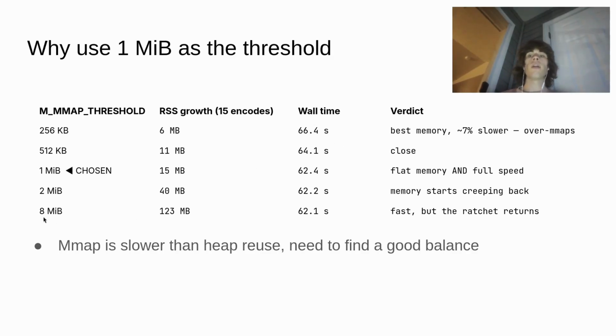And using something like 8 megabytes ends up giving you the best speed, but look at the RSS growth between a megabyte and a gigabyte. It's almost 10x, or maybe 9x or 8x, whatever that ends up being. I can't do the math right now. So yeah, 1 megabyte is just a good middle ground between all the other options.